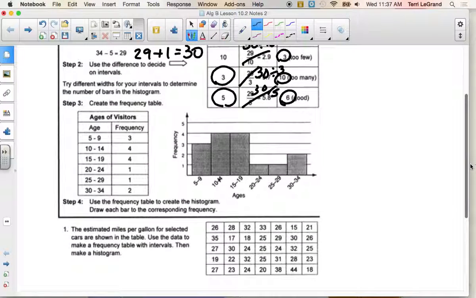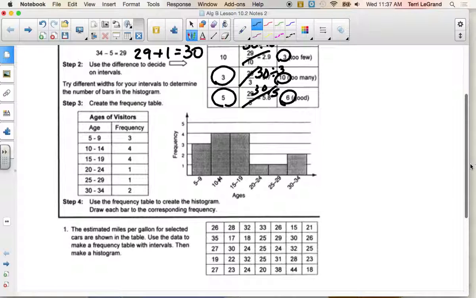Well, they decided there are going to be 6 of them. If there's 6 of them, then we have the lowest age, and 5 more ages beyond that. So age 5, 6, 7, 8, and 9. There's going to be 5 data values in it because they divided by 5. The next interval has to start at 10, age 10. So then 10, 11, 12, 13, 14.